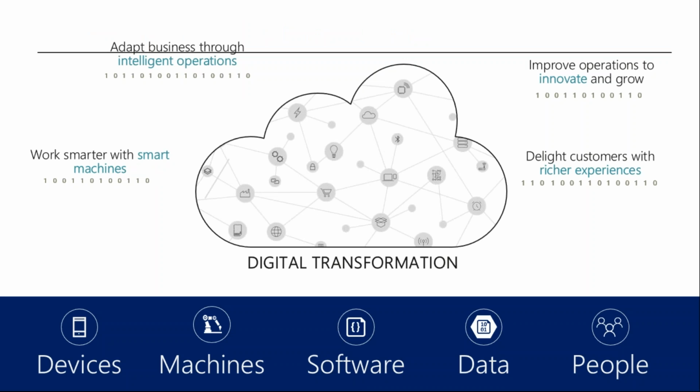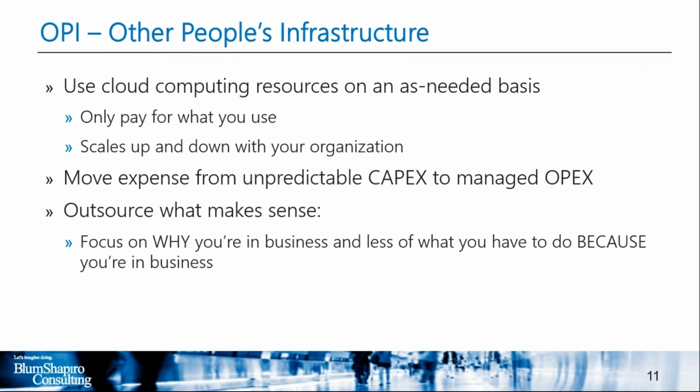And what this slide is addressing here is that the idea behind the cloud is to connect all these devices, machines, amazing software, huge data sets, and people for right time, right place decision making and use. So when you use other people's infrastructure, and when I say other people's infrastructure, I don't mean the business down the street. I mean partnering with a large organization like Microsoft or Amazon or Google or even IBM, where you can use their resources on an as-needed basis. So you only pay for what you use, and it scales up and down with the organization.